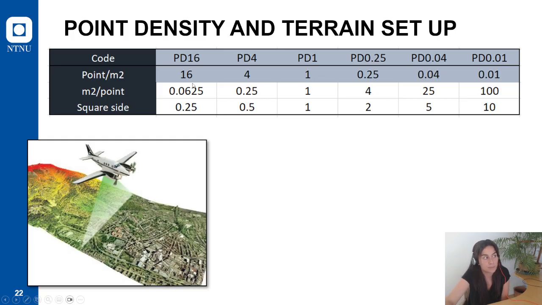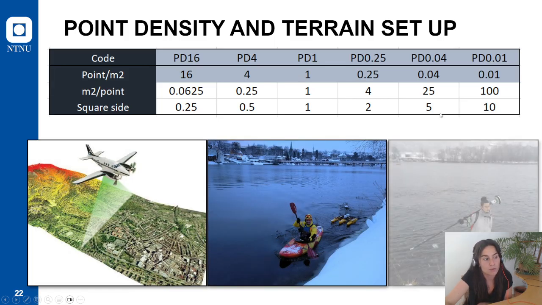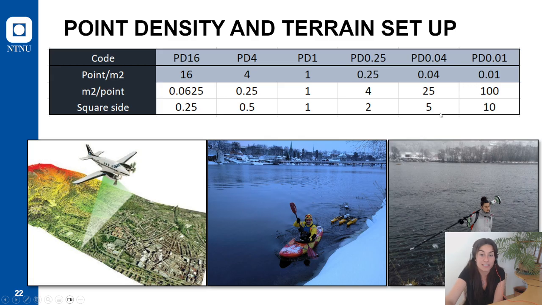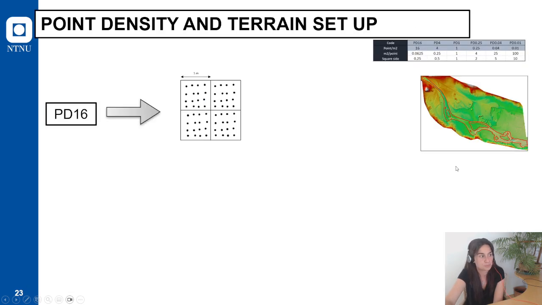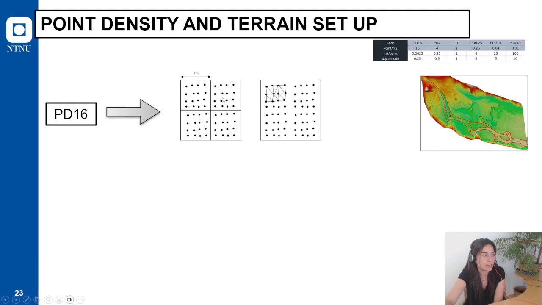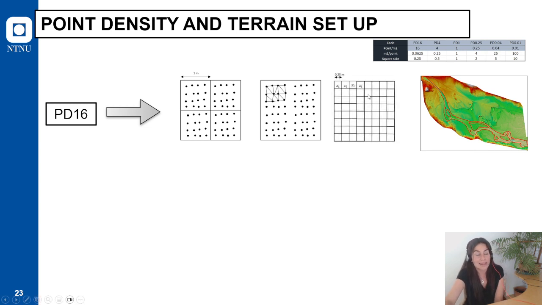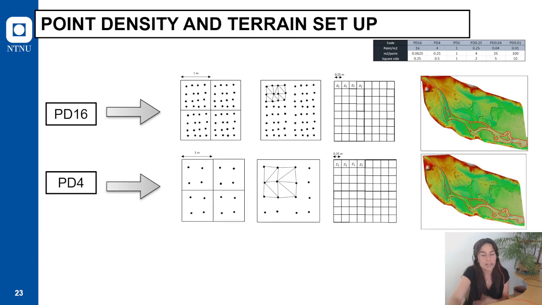And the first one, PD16, will be something that we will more typically get with LIDAR datasets, while the last one will be more typically taken by ADCP or a GPS. So for each of the terrains, we have the densities. In the first one, PD16, 16 points per square meter. You can see here 1 square meter with 16 points. We create a triangulated irregular network, a thin surface, and then we interpolate a raster with 0.25 meter resolution. And this is so for each of the data sets.